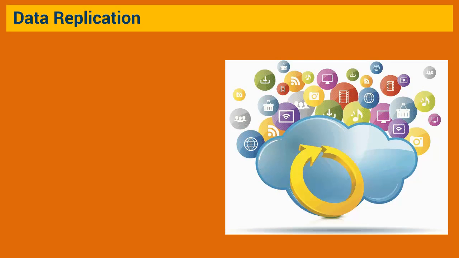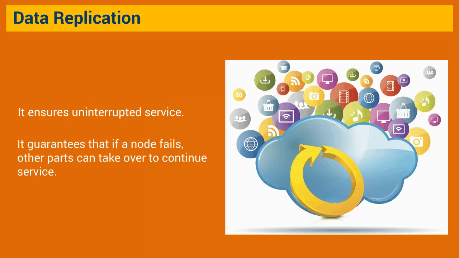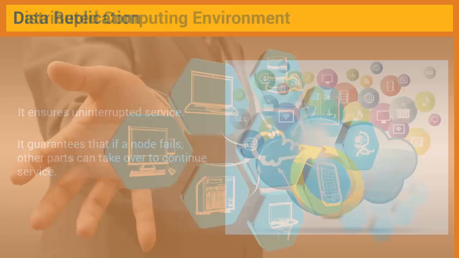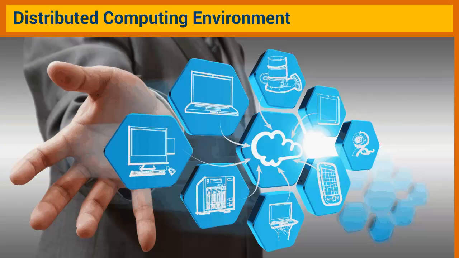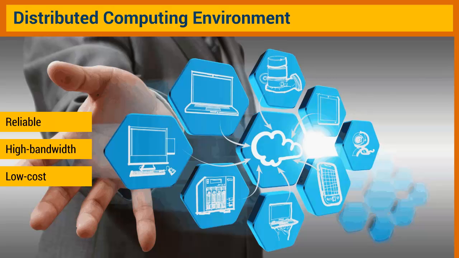Data replication or automation within the Hadoop cloud computing system ensures customers get uninterrupted service. It guarantees that if a node fails, other parts can take over to continue service. We can thus conclude that the Hadoop distributed computing environment is the most pragmatic way of managing huge volumes of data and also processing the data in parallel easily. It is a reliable, high-bandwidth, low-cost data storage cluster that facilitates the management of related files across machines.